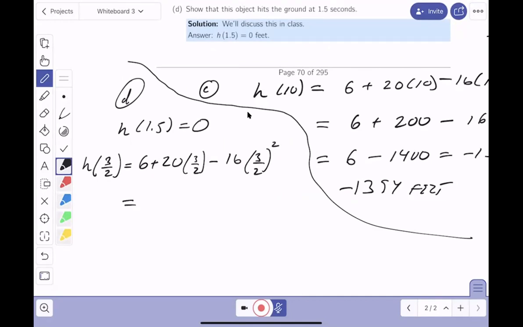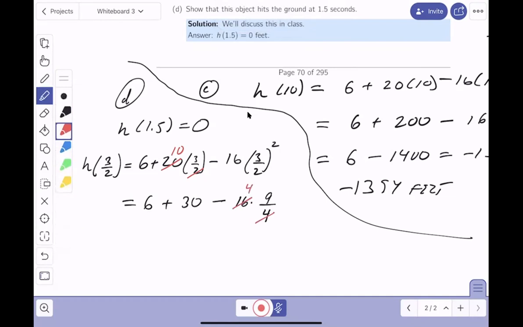And again, my hope is this is going to be equal to 0. Let's put it down. 6 plus, let me go through this for you. 2 goes into 2 once. It goes into 20 10 times. So what do you get over there? Well, 10 times 3 is 30. Minus, this is going to be tougher, 16 times 9/4. Well, here's the deal. 4 goes into 4 once. It goes into 16 4 times.